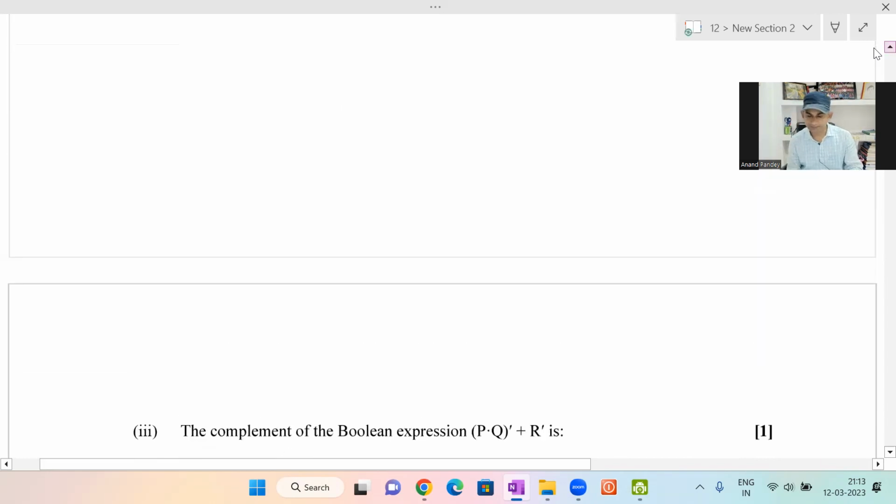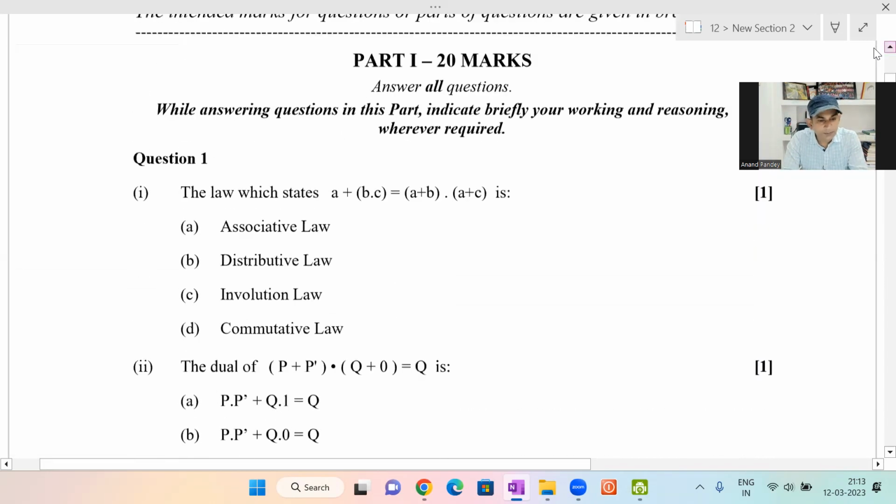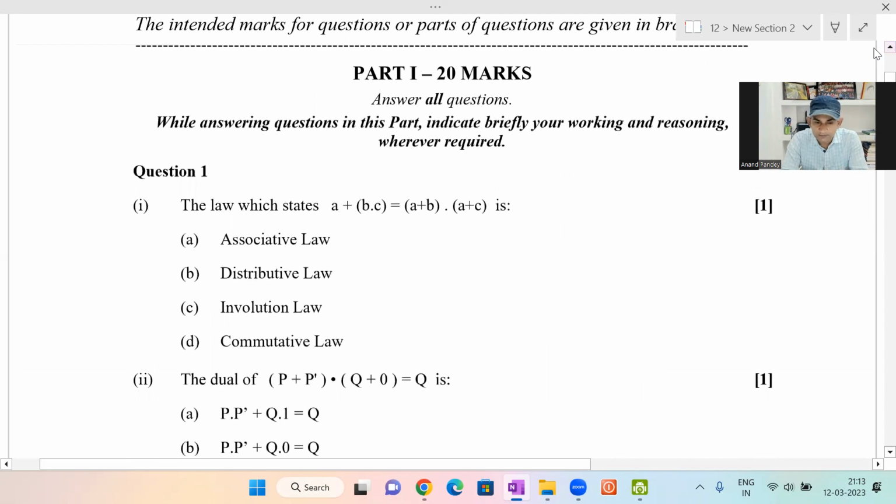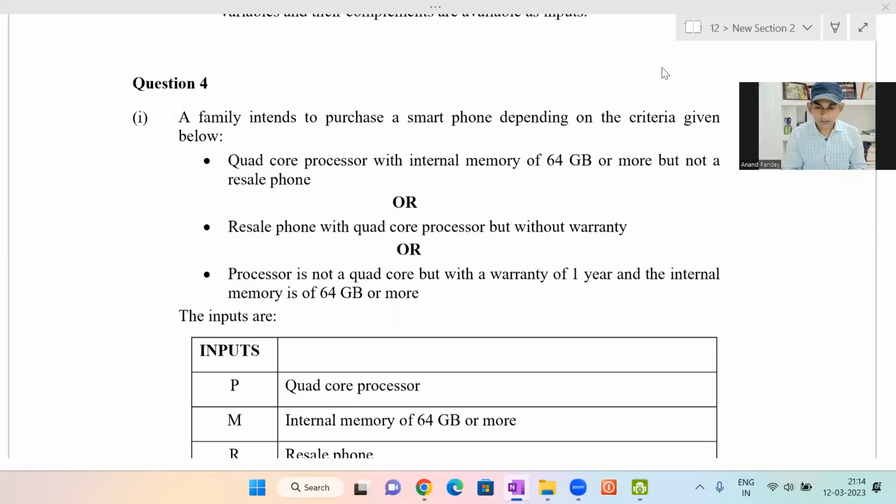Okay, now listen. Please do the preparation like this. I have taught you the importance of the Boolean algebra. Now see this question which I have shown on the screen. This is a criteria based question, and this is also 5 marks. This also you can prepare. This is a particular type of question, and surely it will come in the examination. So you can prepare such questions also.